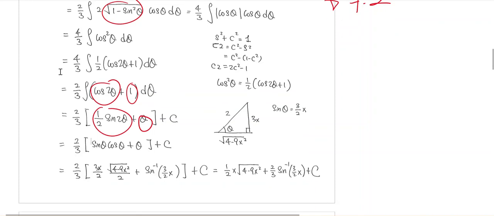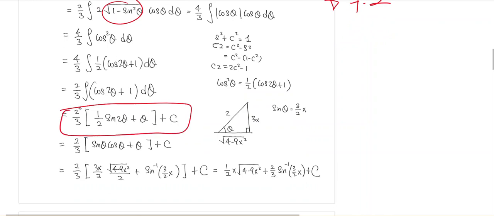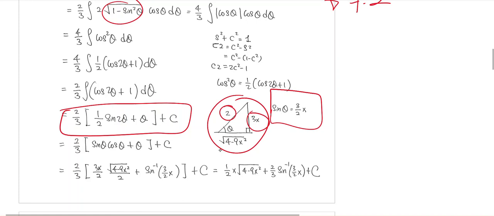And remember, if you want to find the antiderivative in x, this is not the final answer. You will have to write everything in x. The way to do it is to bring in this triangle. So we know that sine theta is 3x over 2. So this side is 3x over 2, and it is easy to find the length of this side. Then you will get this term right here.